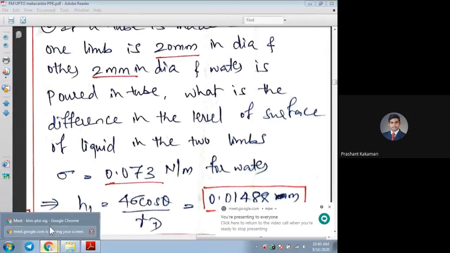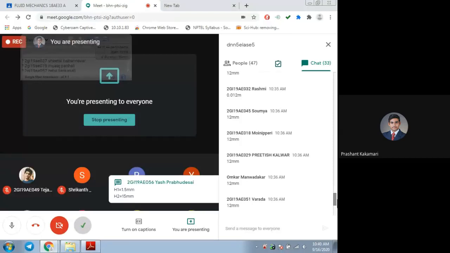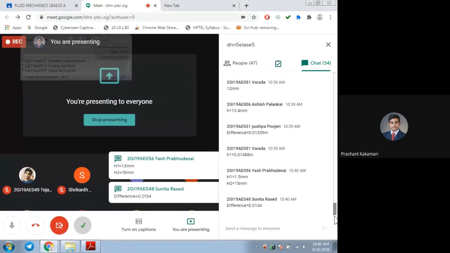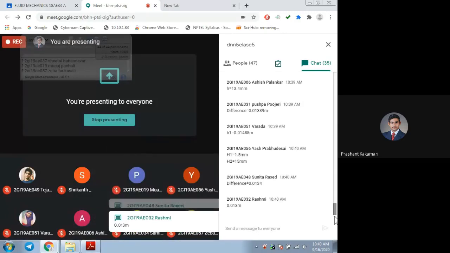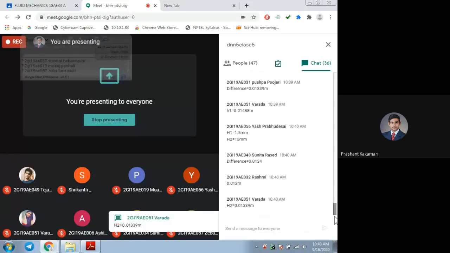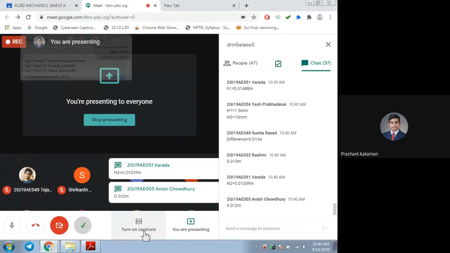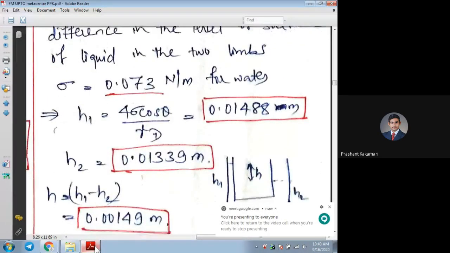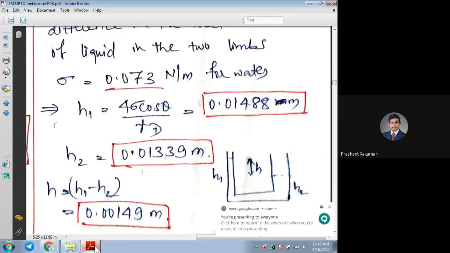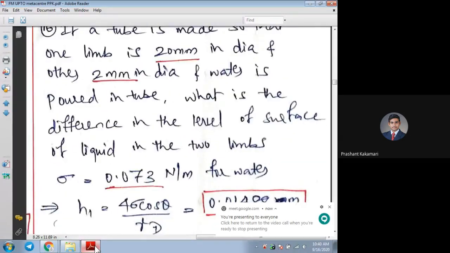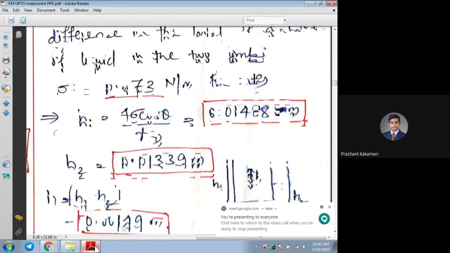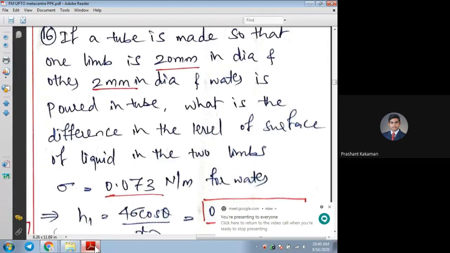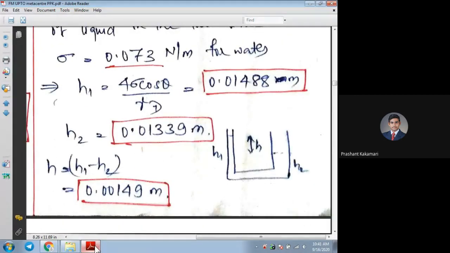So one of the answers given by a student here: H1, H2, 1.5 mm, 15 mm, the difference is 0.0134 meters. Okay, so check the answers here. H1 is 0.014888 meters and H2 is 0.01339 meters. So for the 2 mm diameter, the rise of water is 0.01488, and for the larger diameter of 20 mm, it is 0.01339 meters.